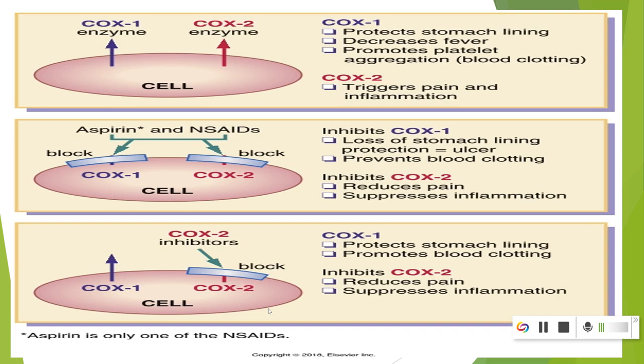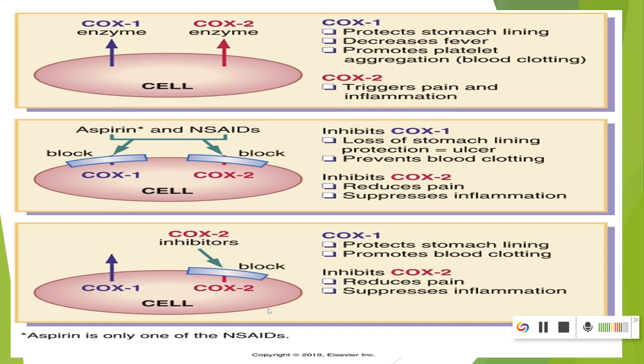So first and foremost, you will see this chart, right? You see COX-1 and COX-2. So there are many different types of COX enzymes, but our focus is going to be on COX-1 and COX-2. So why are we focusing on the enzyme COX? Because cyclooxygenase is the enzyme that converts the arachidonic acid into prostaglandins.